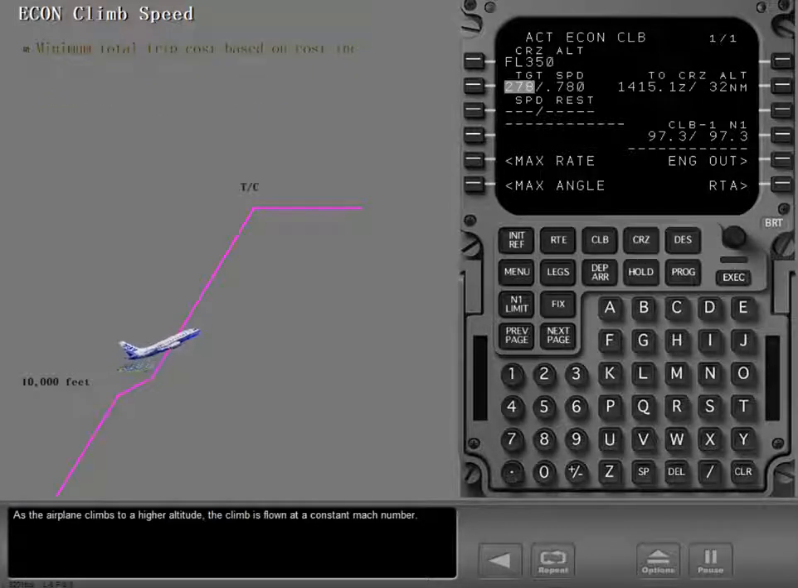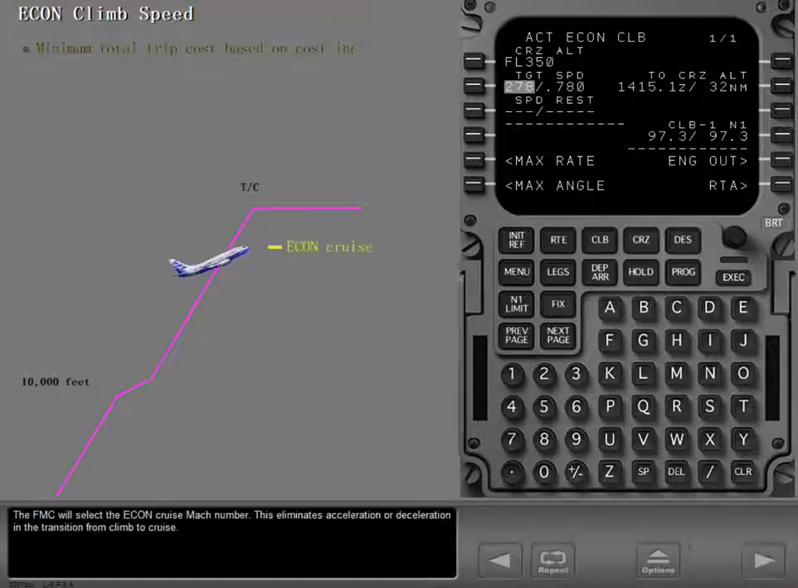As the airplane climbs to a higher altitude, the climb is flown at a constant Mach number. The FMC will select the Econ cruise Mach number. This eliminates acceleration or deceleration in the transition from climb to cruise.